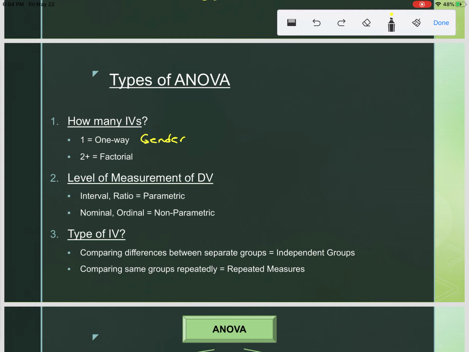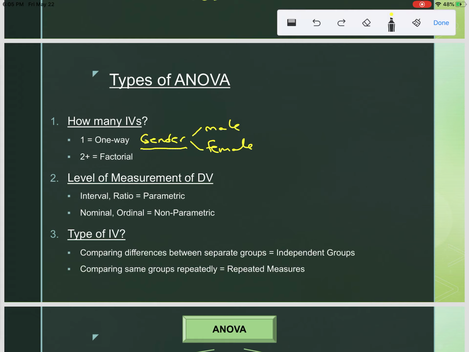That 1 independent variable can, of course, have levels. Someone who identifies as male, someone who identifies as female. But it's still 1 independent variable. So it's 1 independent variable that can have multiple levels, but it's still considered 1. One-way ANOVA. What if I wanted to look at 2 independent variables? Maybe I want to look at age and gender.